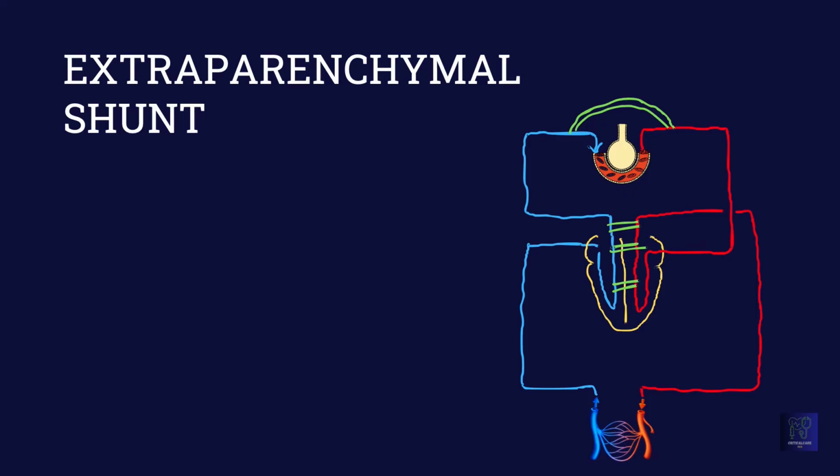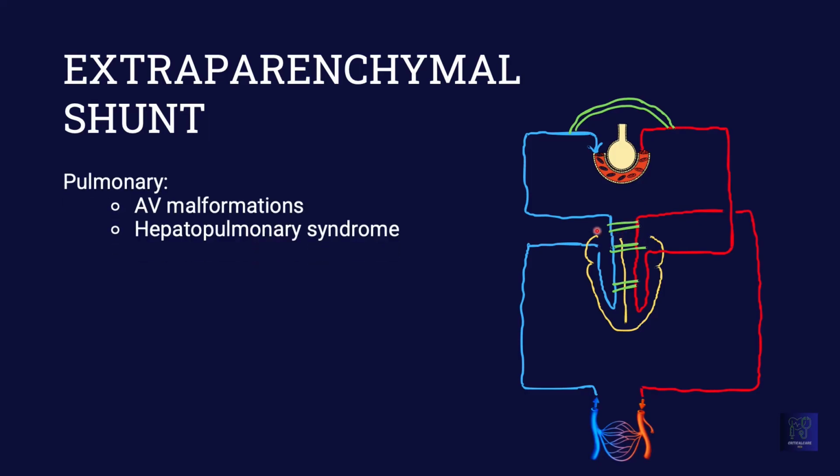Let's move on to extraparenchymal shunt. So here there are anatomic connections between the venous system and the arterial system. For example, in the lungs there can be pulmonary AV malformations. One example would be hereditary hemorrhagic telangiectasia. Another example would be hepatopulmonary syndrome, where there are connections between venous and arterial system, so the blood bypasses the alveoli and the deoxygenated blood mixes with the oxygenated blood.